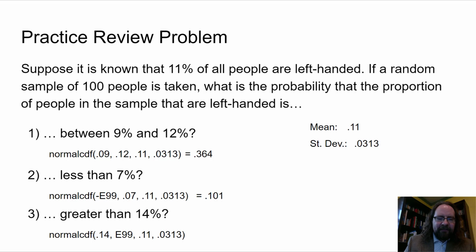So you should have been able to predict that number 1 would be the most likely and number 2 would be the least likely, because number 1's question was centered around the mean, which has the greatest probability of occurring, while 7% is much further from the mean of 11% than 14% is. So 2 should be less likely than 3.